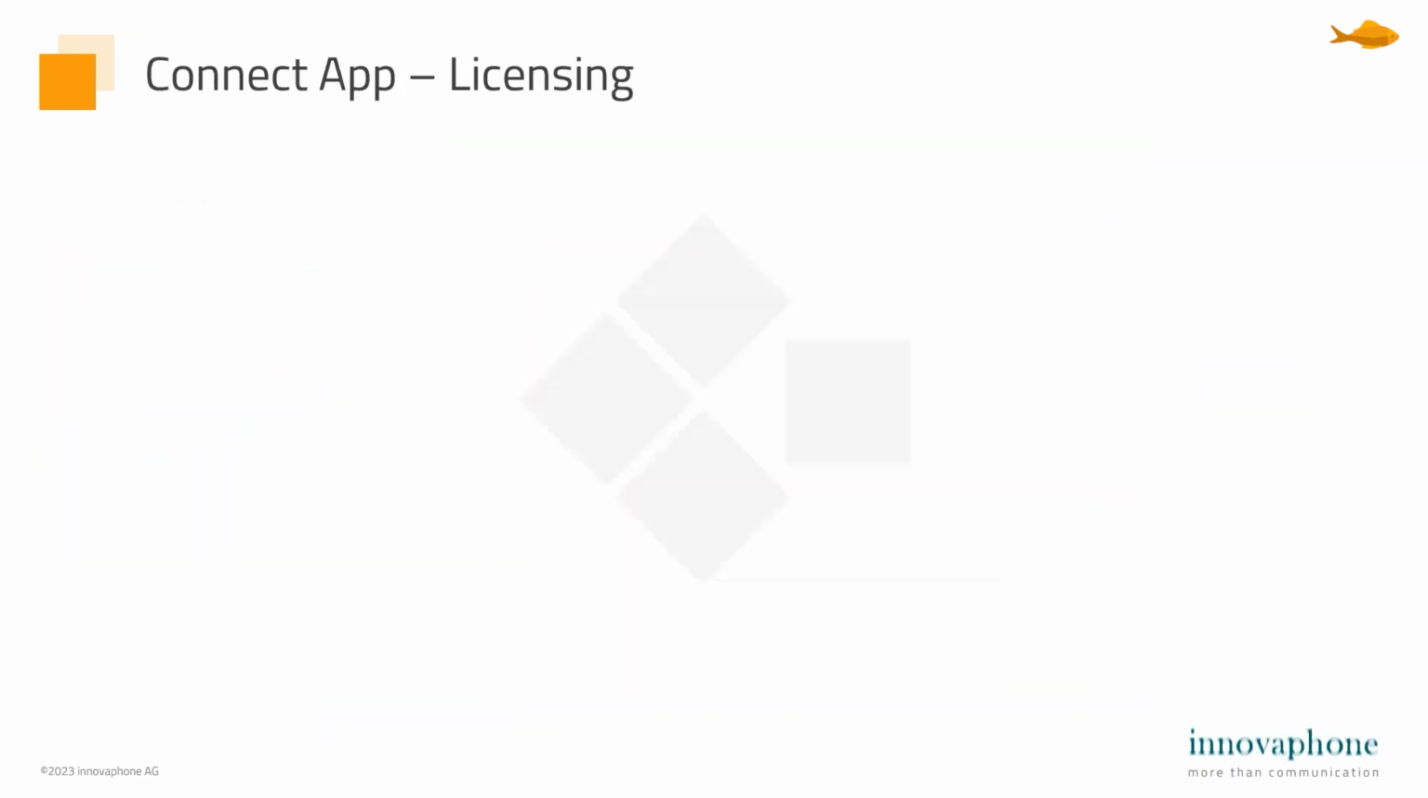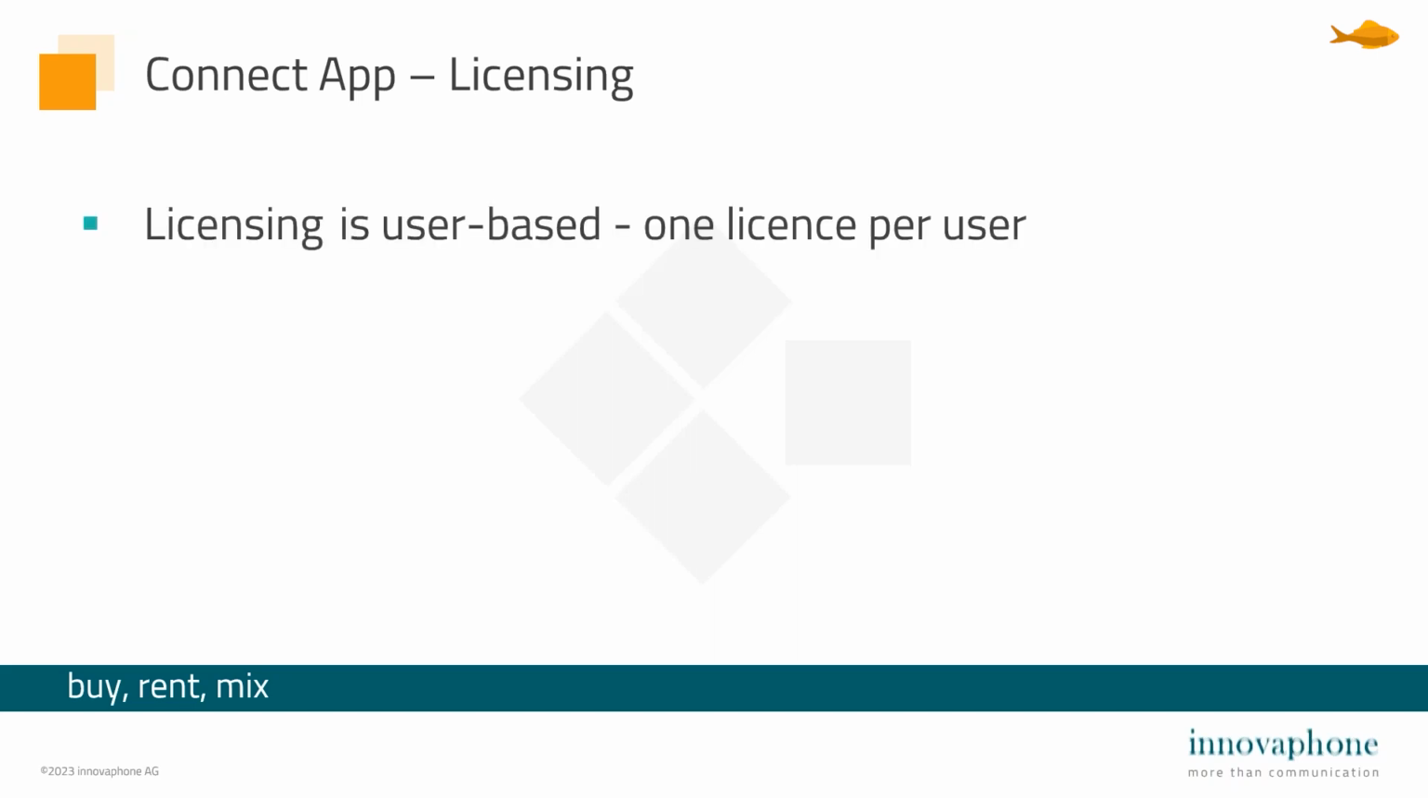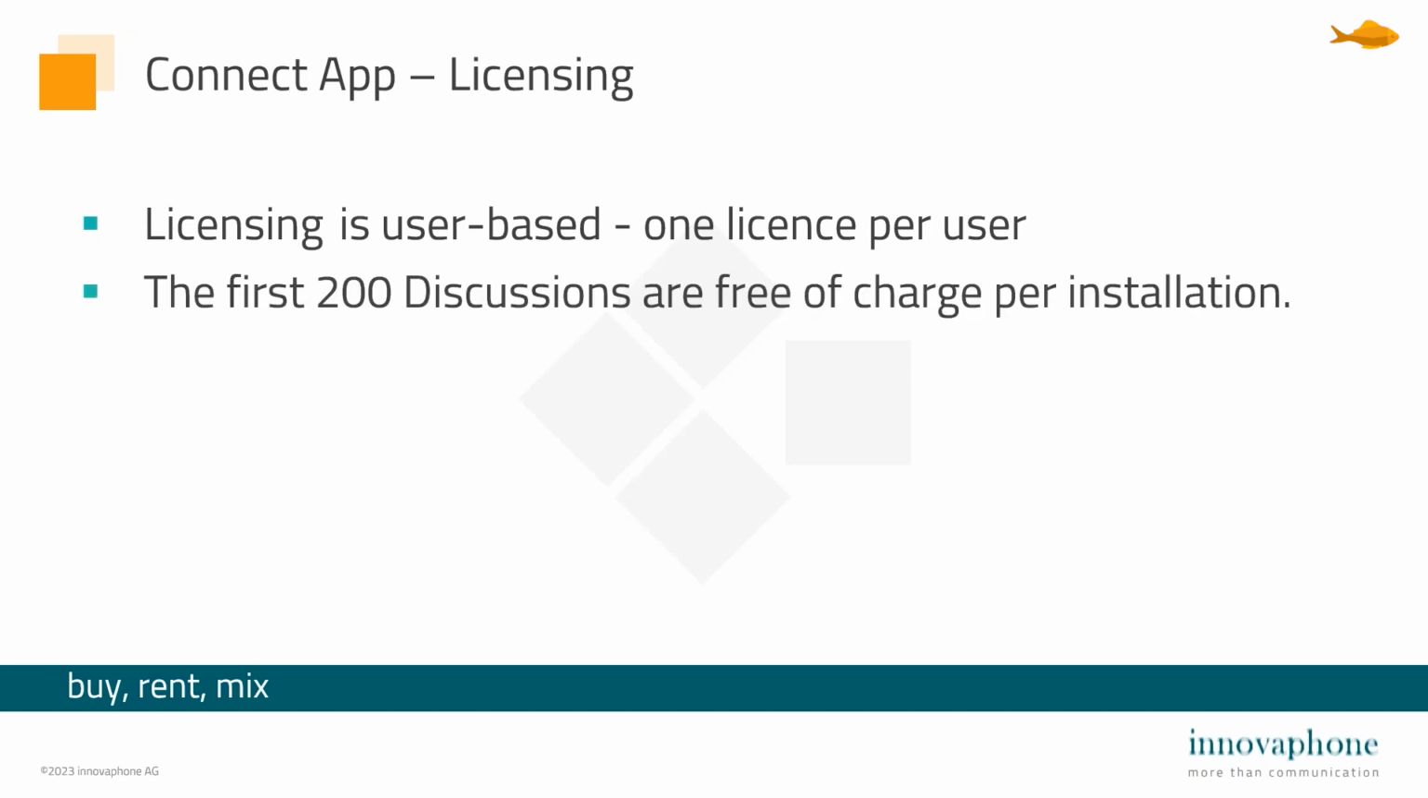Licensing. Big topic always. A lot of people probably want to ask, okay, what about licensing with the Connect app? As you know, with innovaphone, we value flexibility. And for us, it's important to also convey this flexibility to you as our partners and to you as our customers. Therefore, we enable you to buy, rent, or get the license out of the cloud. It's very simple. It's a user-based license, meaning you need one license per user.